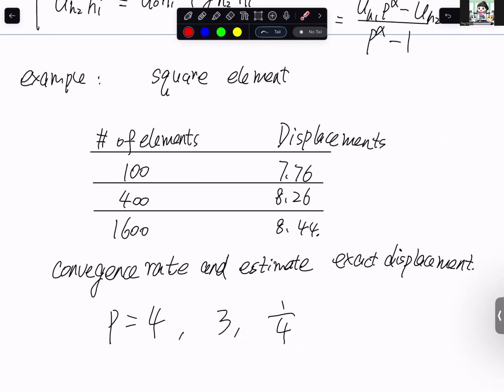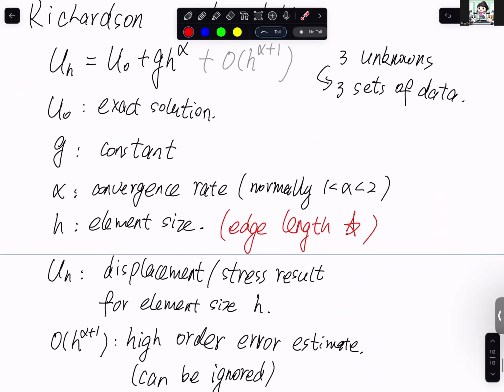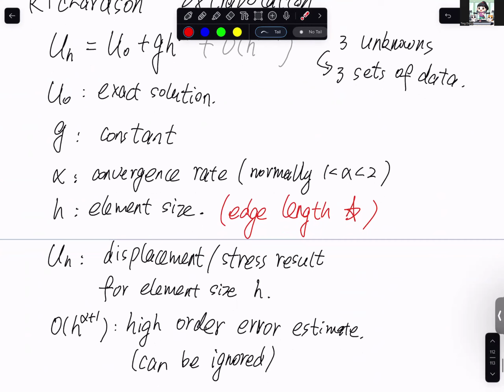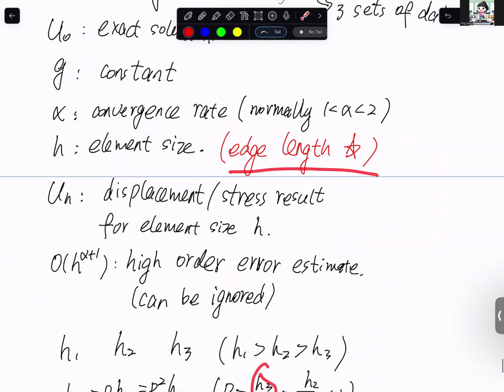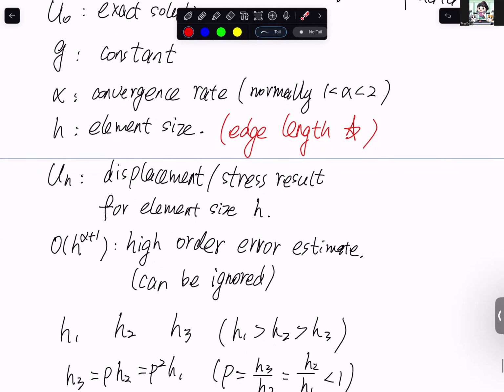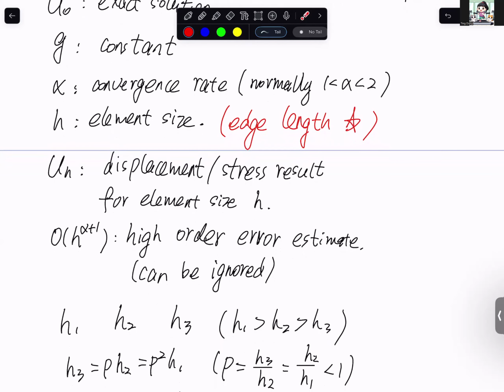Anytime you feel confused, you always go back to the basic concept. What's the definition of the P here? That's why I emphasize that P is the ratio of the H, and H is the edge length of each element. So anytime you feel confused, always go back to the basic concept, the basic definition. So I'll give you another chance. What is the P here? Anyone?